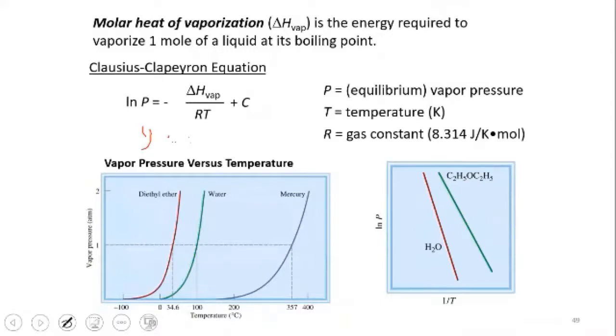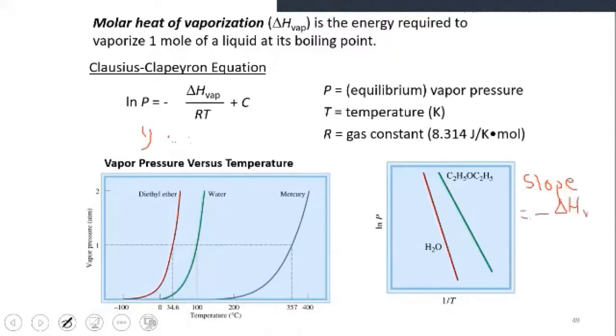And remember, the slope of this line, right? And let me see if I can get this thing to work this time. The slope of this line is going to be minus delta H VAP over R. Since R is a constant and the slope can be obtained from the equation of each one of these lines, you can calculate the value of delta HVAP. And that is essentially the way you do it.